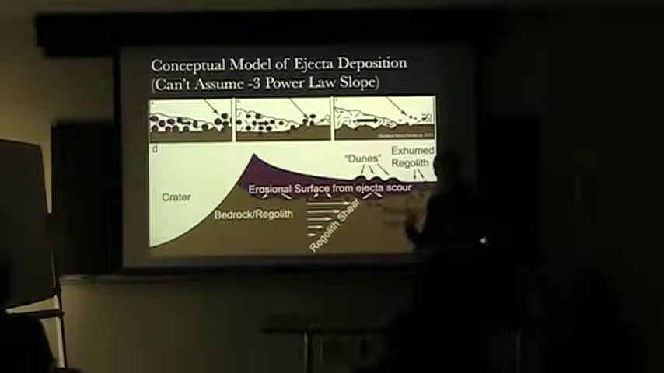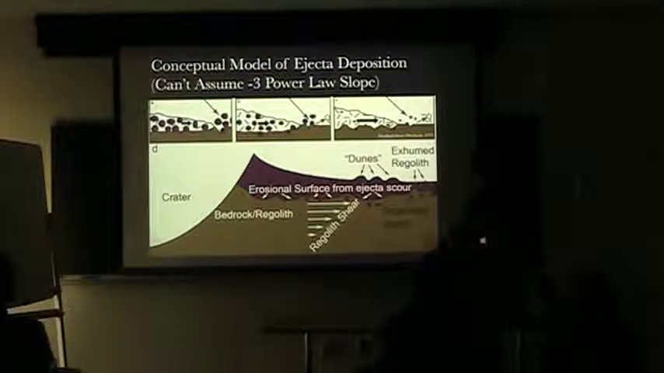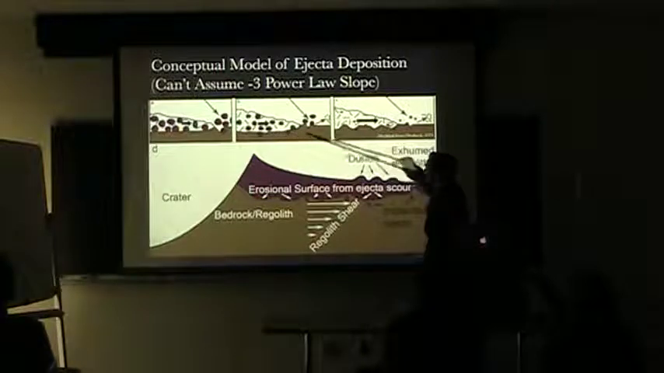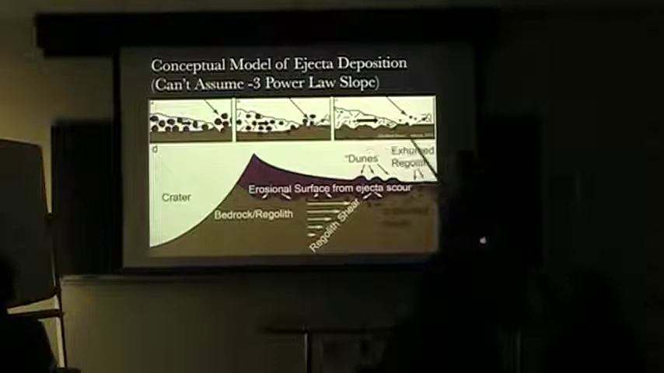So the conceptual model that I can develop at this point, first of all, it says you can't assume a negative power law 3 slope and go from there. Rather, as the ejecta curtain deposits itself, some of these grains implant themselves below the erosional contact surface, and other energetic ejecta grains can mobilize regolith particles, shown here in these brown lines here.